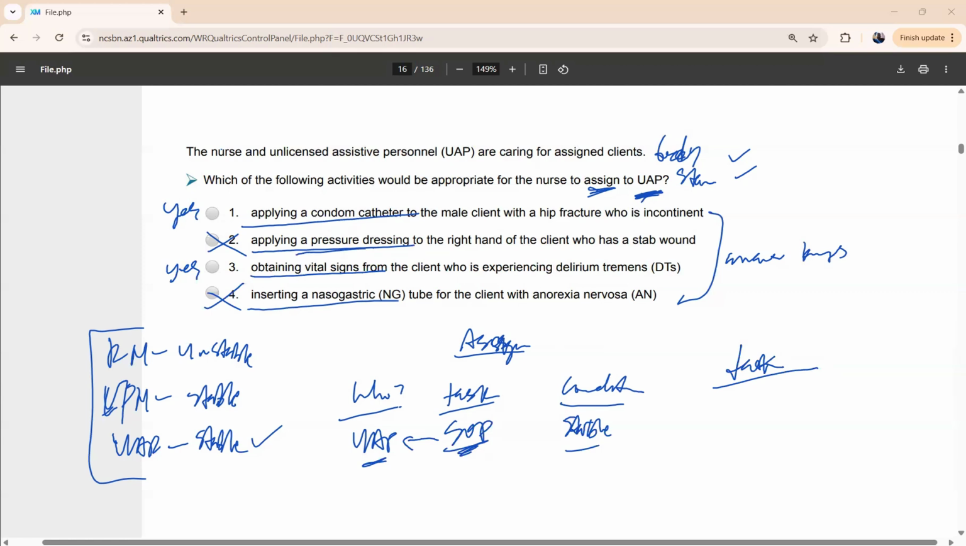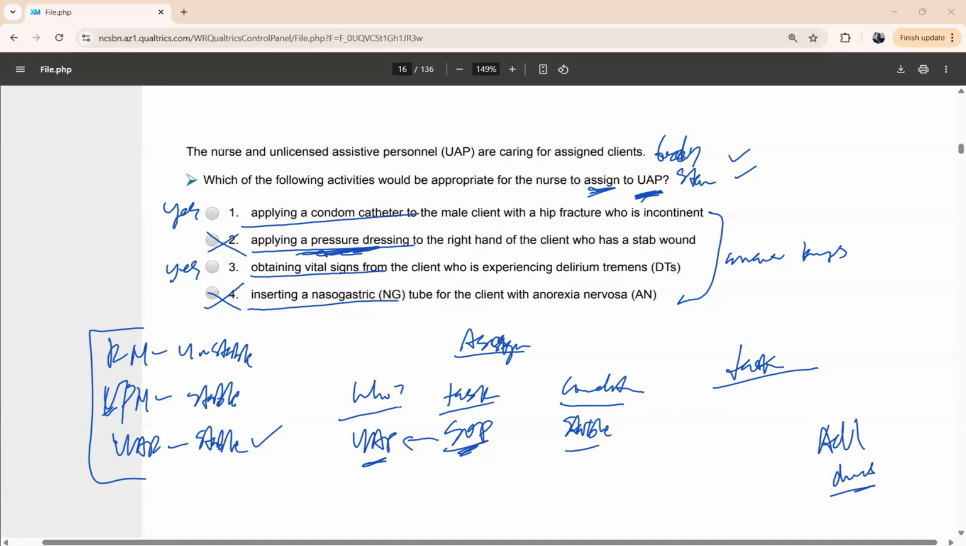Right. They can do ADL dressing, but this particular dressing, pressure dressing, is not the ADL dressing. This dressing is like a wound dressing, and you can obviously see a stab wound. But guess what? Don't focus on the condition yet. What we are doing right now is the task, right? Because if you focus on the condition, you might not really know what to eliminate, right?